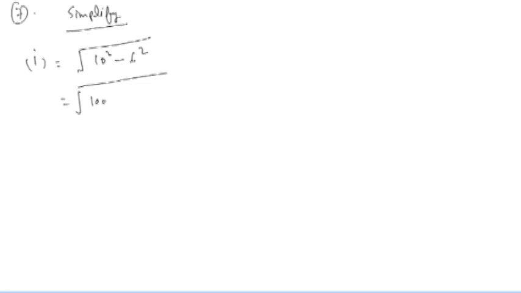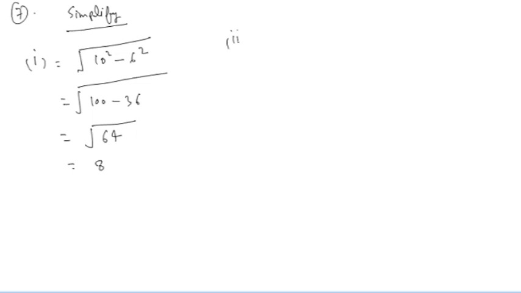And question number 7, simplify. The first question is under root 10 square minus 6 square. So solve this. 100 minus 36, which is 64, and 64 is the square of 8. So the square root of this number will be 8.